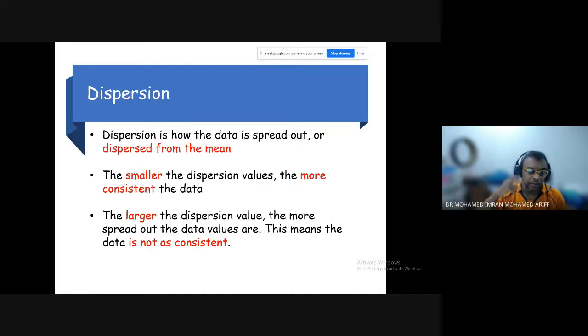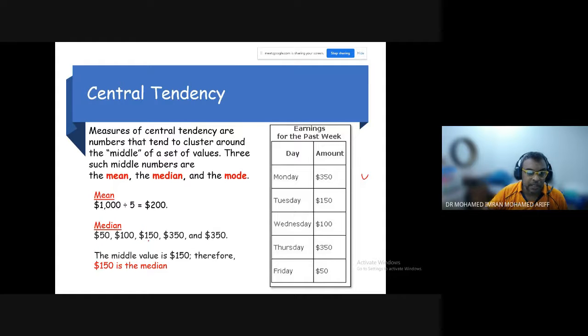Okay, that means what is not consistent? That means we can say that his earnings are not consistent. Okay, his earnings are not consistent. Sebab kita ambil mean dia. What is his mean? Mean is 200. So kalau sini we find out dispersion means how far is 350 from 200? How far is 150 from 200? How far is 100 from 200? How far is 350 from 200? How far is 50 from 200?